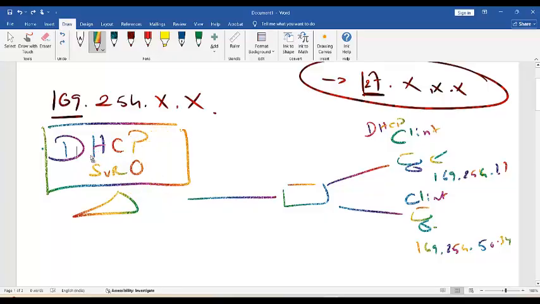Or there will be a pool of addresses which is already given to other clients. There is no more address available in the pool for the new clients. Any one of these may be the reason.